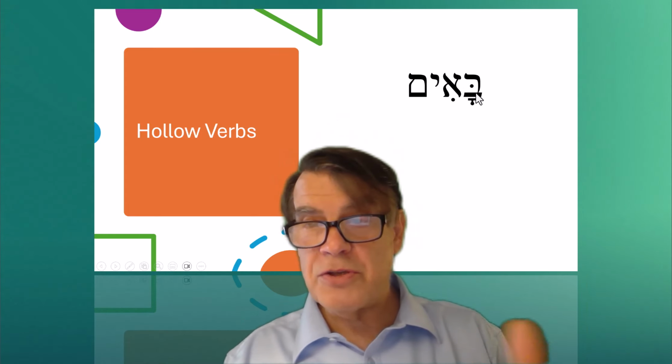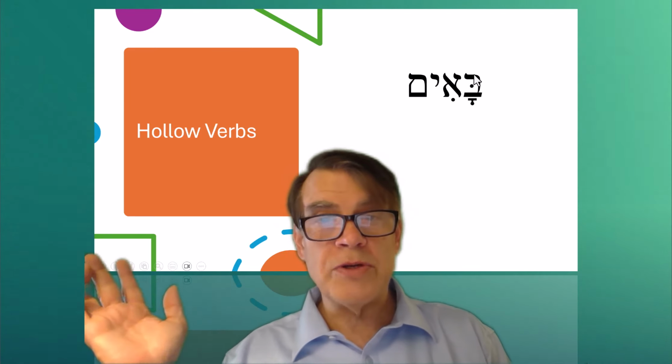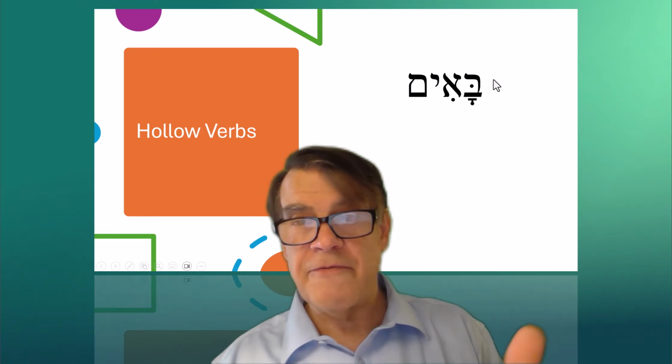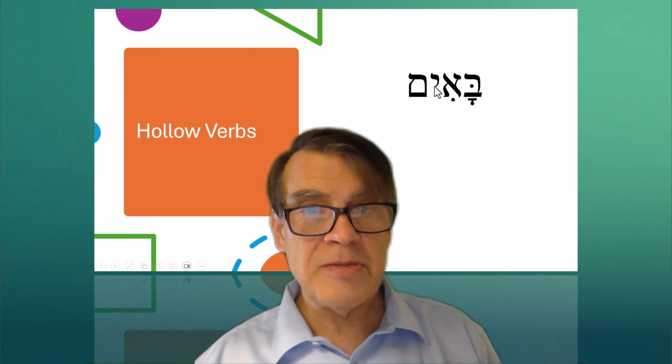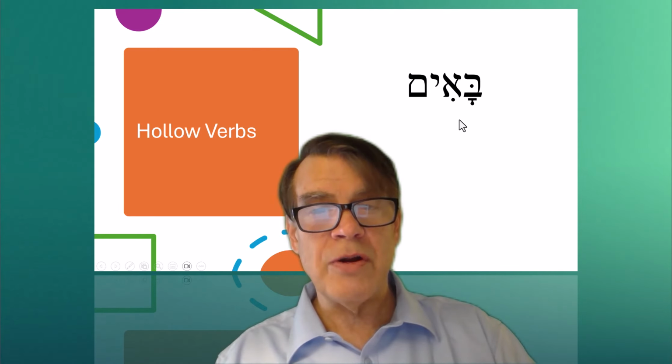And so you have these two, you know what the ending is, eem, that's masculine plural. But you have ba, and you're like, where's the third letter? There's a third letter missing. Is it the first letter that's missing? Is it the third letter that's missing? No, in this case, it's the middle letter that's missing. It is a hollow verb.